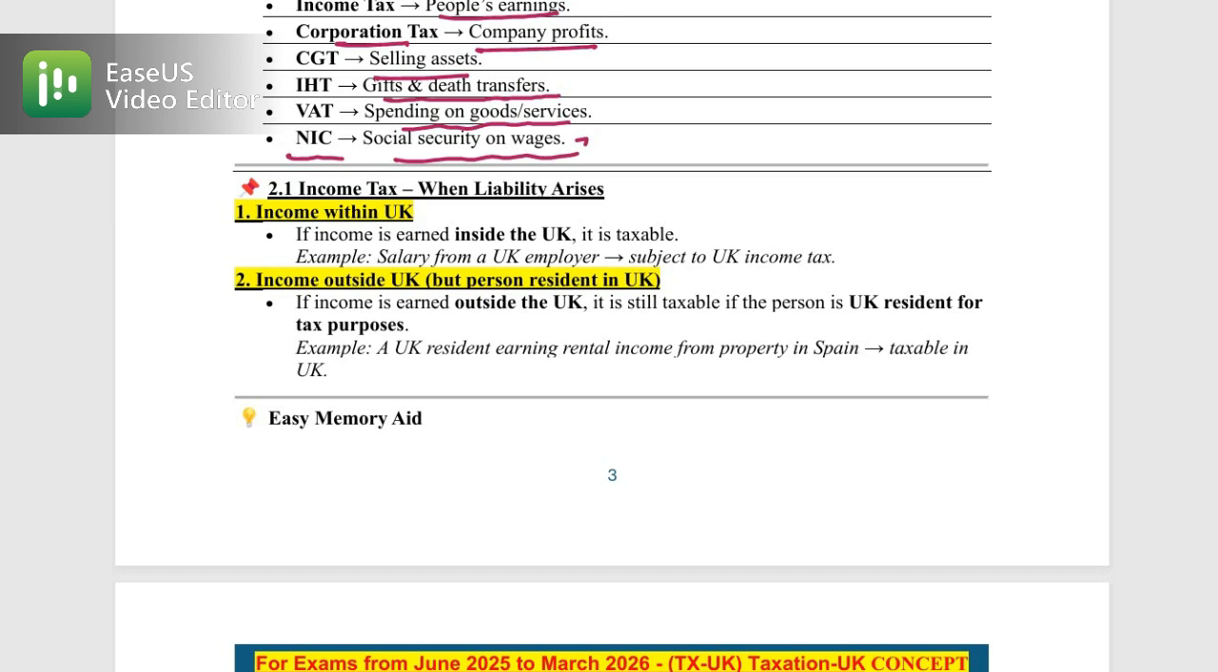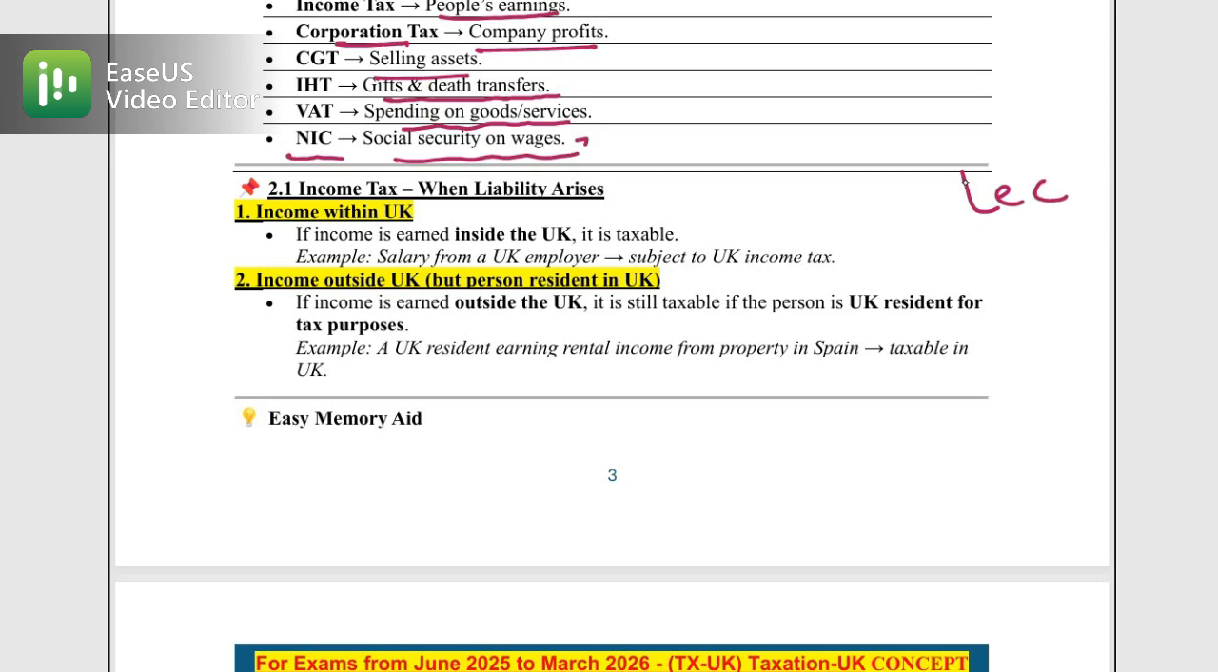So here now, this is lecture number 3. In this lecture we'll discuss income taxes and when liability arises.